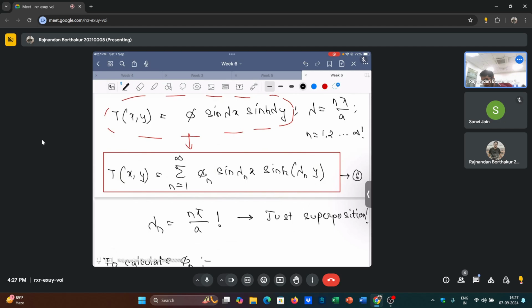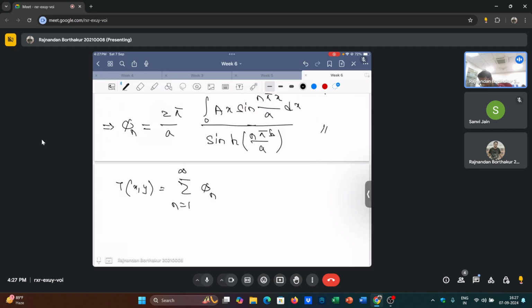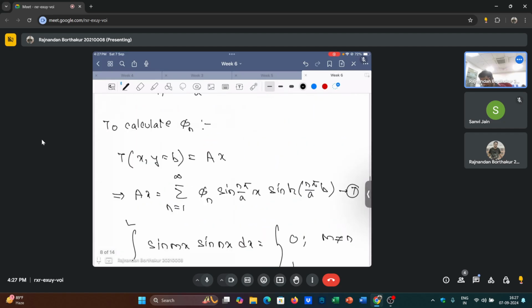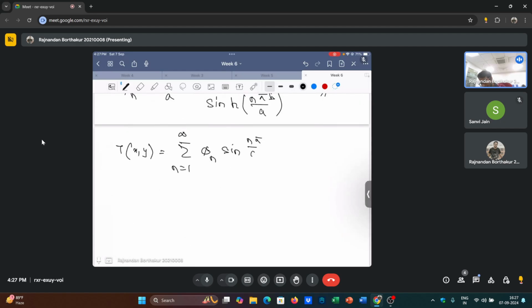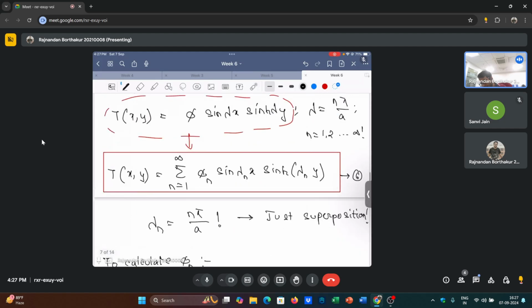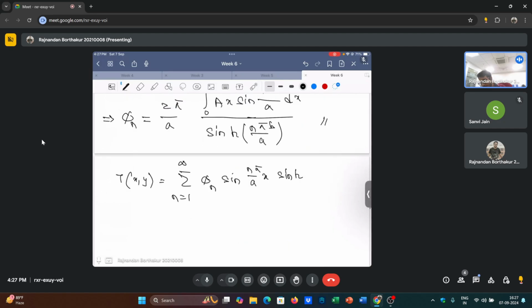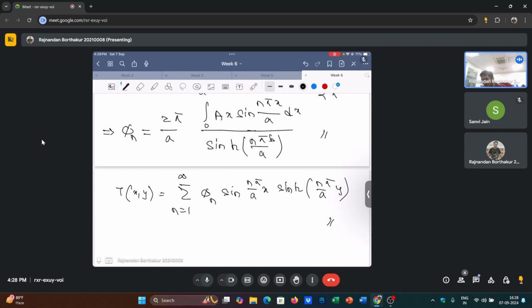So it is summation n equal to 1 to infinity, phi n times sine lambda n x, where lambda n is n pi by a, times sine hyperbolic lambda n y. So it becomes sine hyperbolic of n pi by a times y. Okay, so that's the solution, and this phi n is basically equal to this. So in a way you have uniquely determined the entire solution.